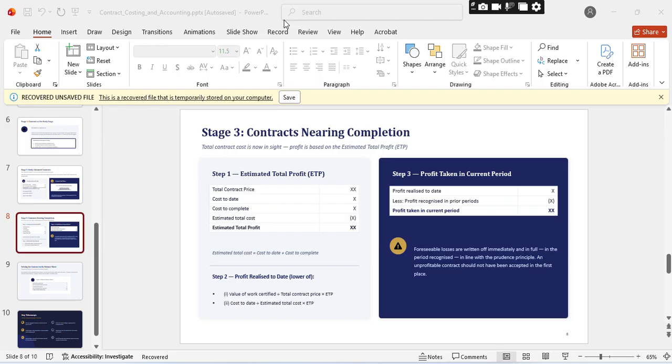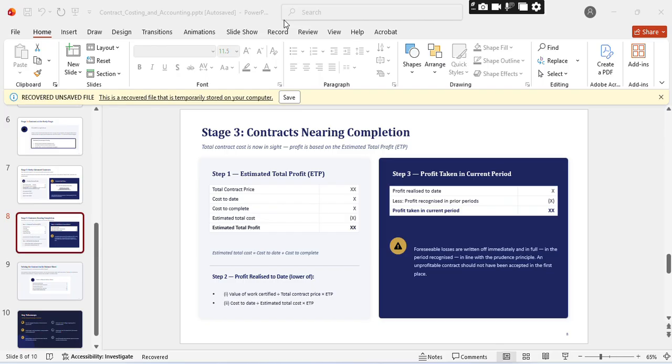Because, like I said earlier, the cost to date can be the cost in the current year or the cost to completion. So, in this case, we have the cost to date in the current year plus the cost incurred to complete the contract, that is our estimated total cost. Again, the estimated total cost is the cost to date plus the cost to completion. So this will give us the estimated total cost.